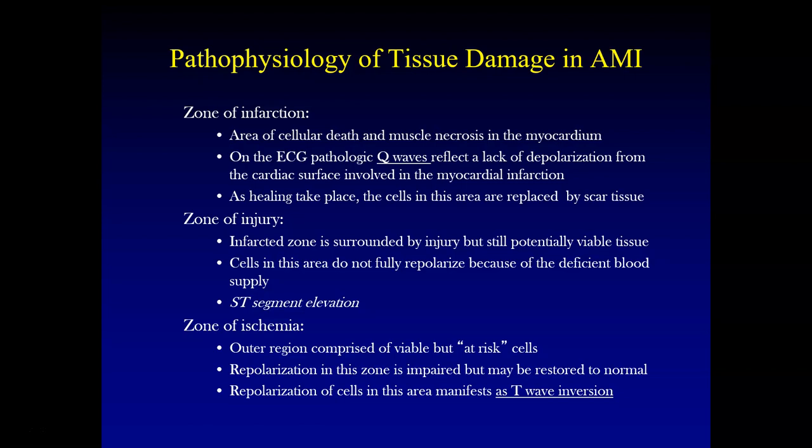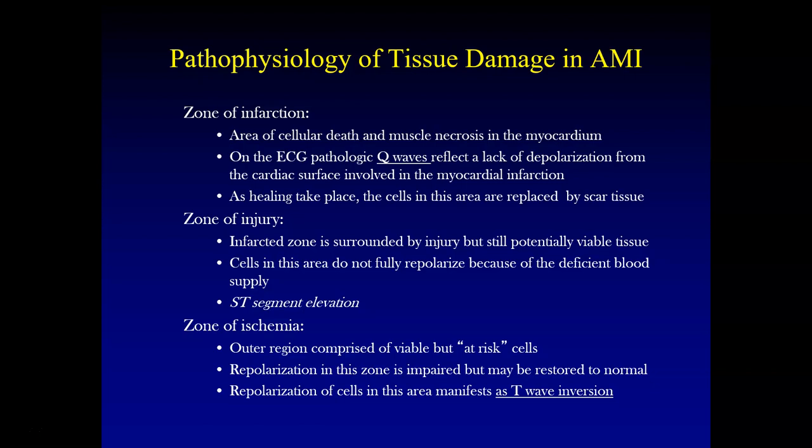We have zone of injury. We have our infarcted zone surrounded by injury but still viable, meaning it's still alive, still usable, it can still contract, it can still conduct. Cells in this area do not fully repolarize because of deficient blood flow during the injury. Okay, and that's where our ST segment elevation is coming from. Now, if we resolve the injury, that changes the whole entire game. ST elevation goes away very quickly.